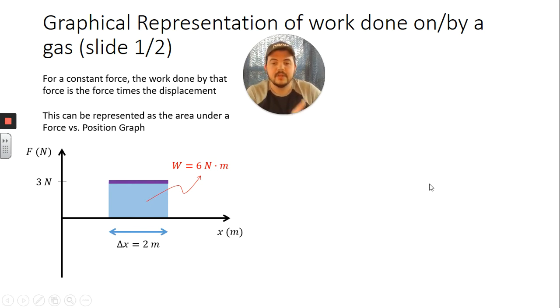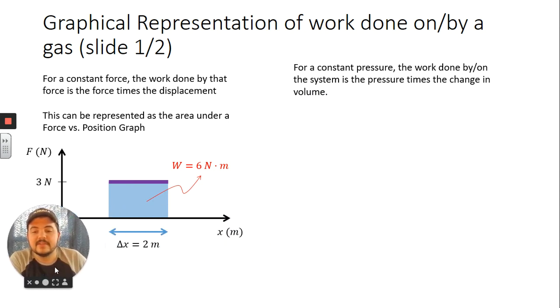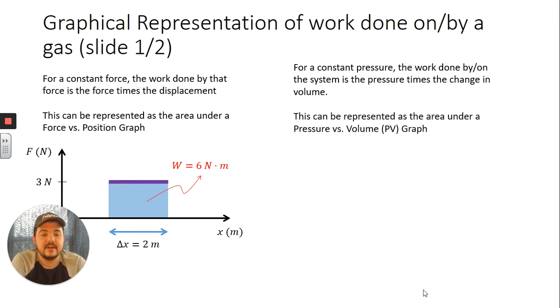Now, let's look at the analogous thing for a gas with a pressure changing its volume. In this case, for a constant pressure, the work done by or on the system is the pressure multiplied by the change in volume. Displacement was the change in position, we've got the volume change now. We can represent this as the area under a pressure versus volume graph. We're going to abbreviate these graphs as PV graphs or PV diagrams.